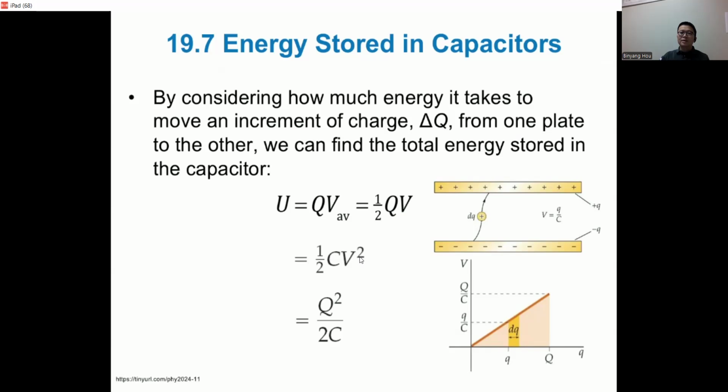The same thing. If we look at V, because C equals Q over V, V is equal to Q over C. So then 1/2 Q squared over C. So you can actually use one of these expressions to calculate the energy stored in the capacitor. It depends on which two quantities you know or you can find out.